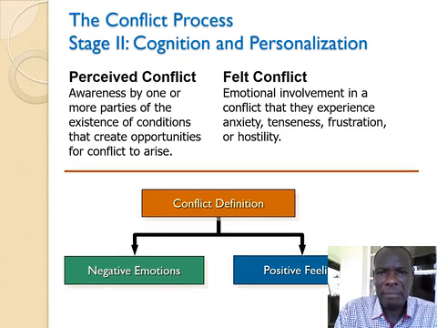Felt conflict is the emotional involvement in the conflict that they experience that leads to anxiety, tenseness, frustration, or hostility. So that's stage 2. You must perceive that the conditions we have are likely to create conflict, and then the emotional involvement where the conflict now is experienced through anxiety, through tenseness, through frustration, and through hostility.